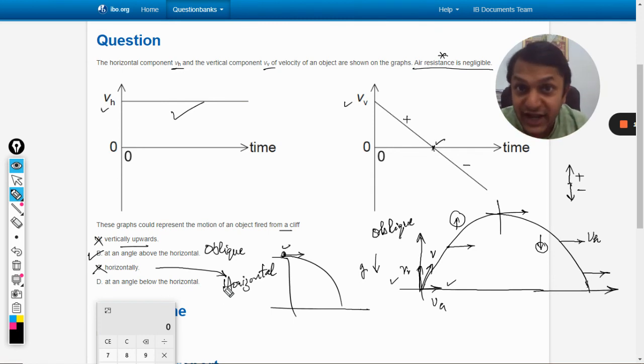Horizontally? Not at all, because it will be horizontal projectile, and we know that in this case, the velocity is not changing direction. Either it is zero or it is negative. Now at an angle below the horizontal? No, not at all. So our answer is B.